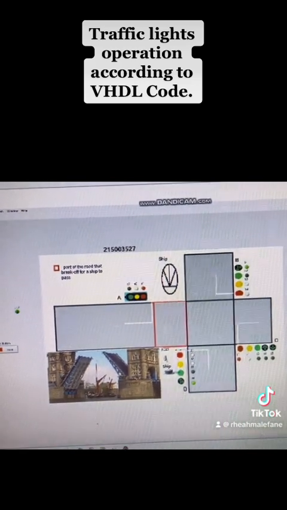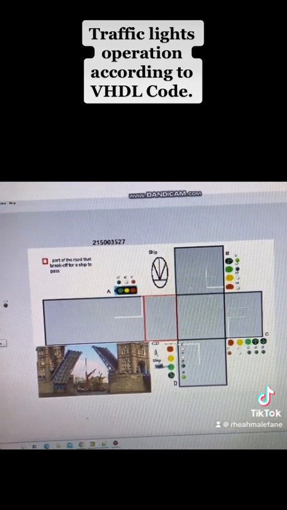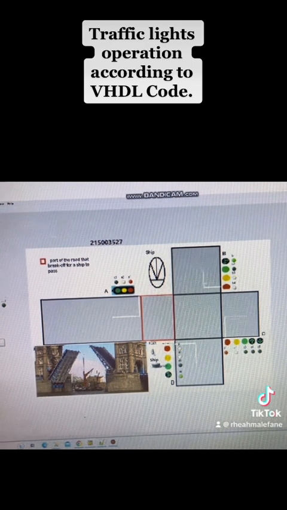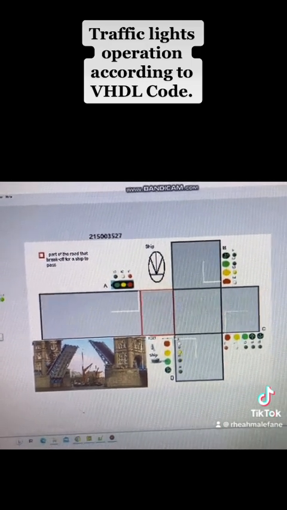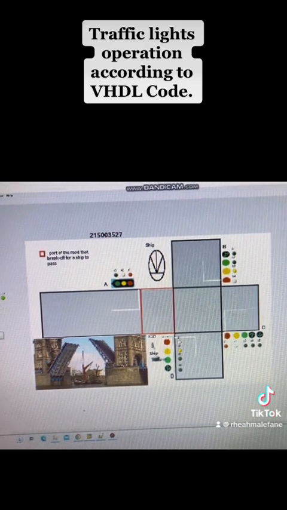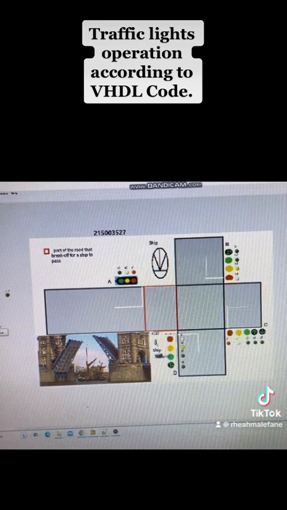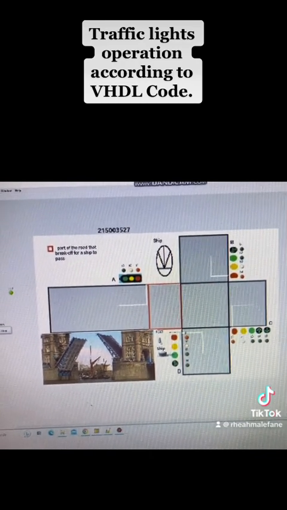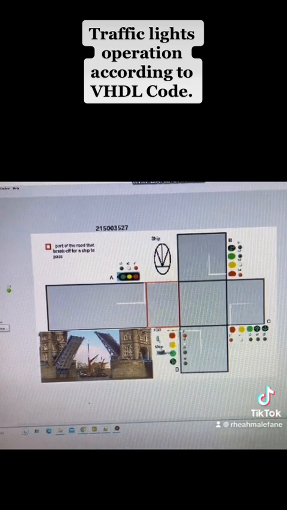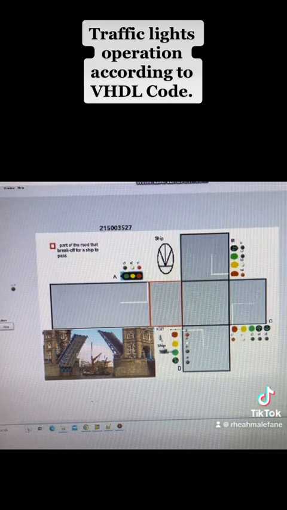Then, when D2 and B3 are high, still A1 and C1 will be high. Then when B4 and D1 are high, C4 and C5 will be high.